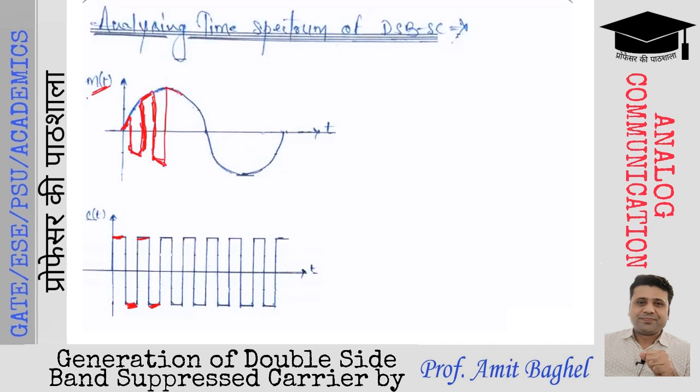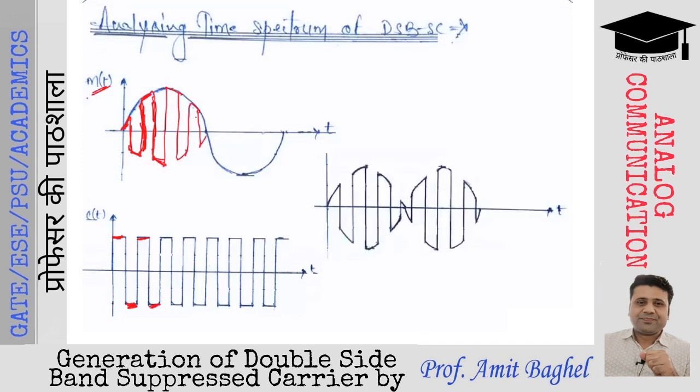The modulated waveform will oscillate like this. Observe this type of waveform. This is the multiplication of m(t) and c(t). So this is S of DSB(t). टाइम डोमेन में मॉड्यूलेटेड वेवफॉर्म का एक्सप्रेशन है. When m(t) is multiplied with plus 1, you will get m(t). When m(t) is multiplied with minus 1, you will get minus of m(t). Then plus m(t), minus m(t), plus m(t), minus of m(t), and so on. This is the modulated waveform.